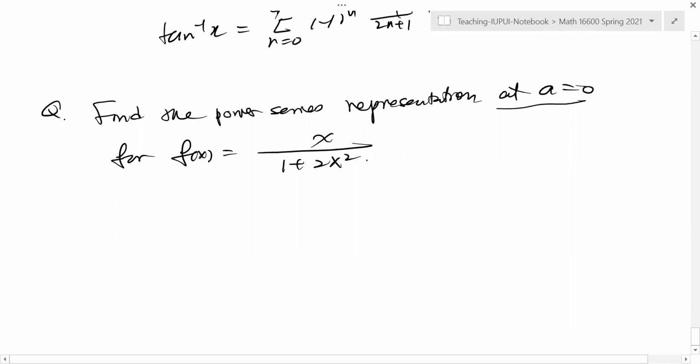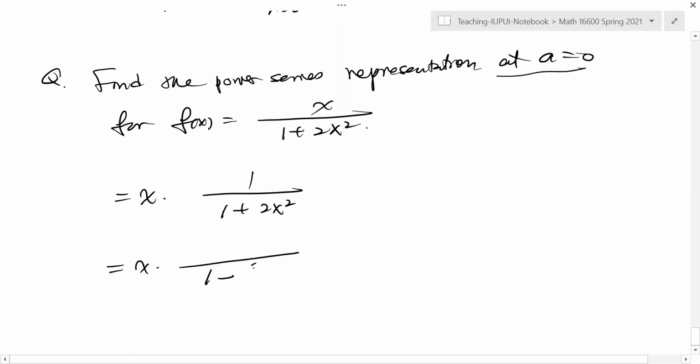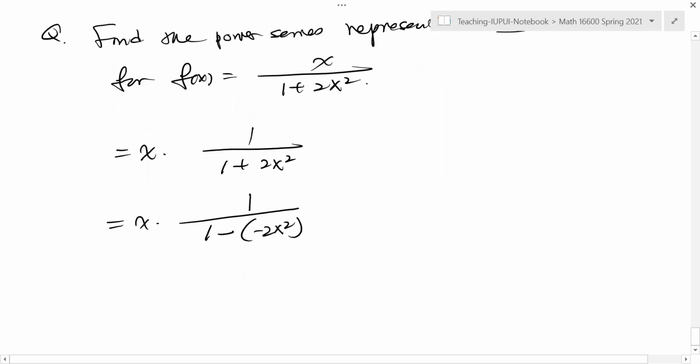Okay, how can I do this problem? Well, the numerator is just x, so don't worry about this x. So this is going to be just x multiplied by, so all I have to do is just put x here. I'm going to express it in the form, right? Then I apply the above formula.